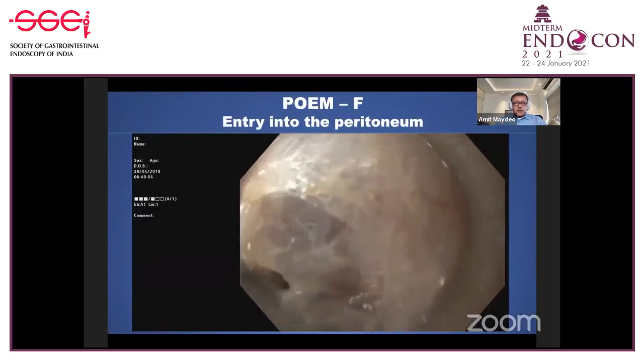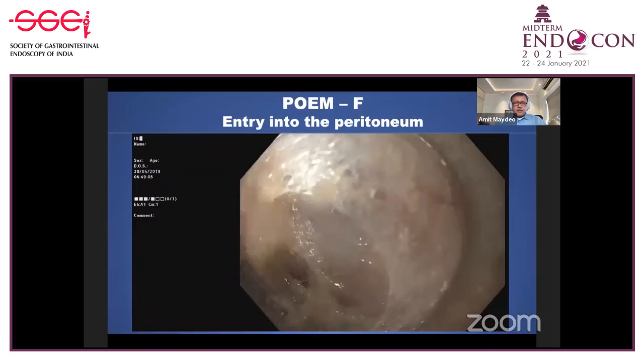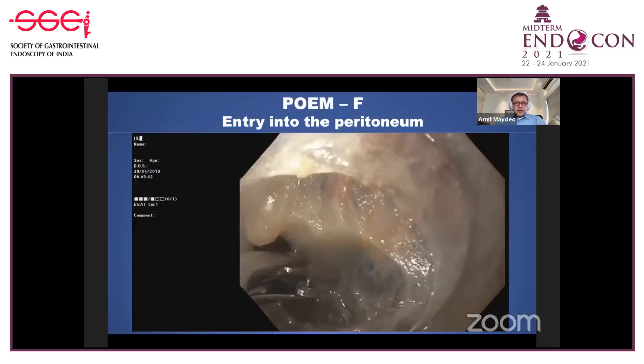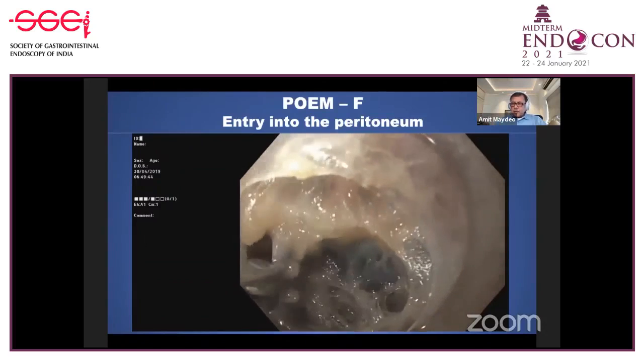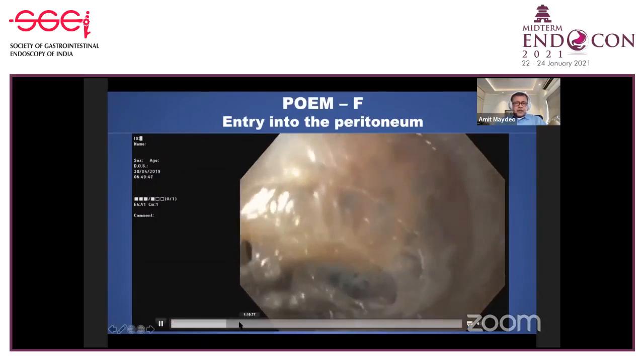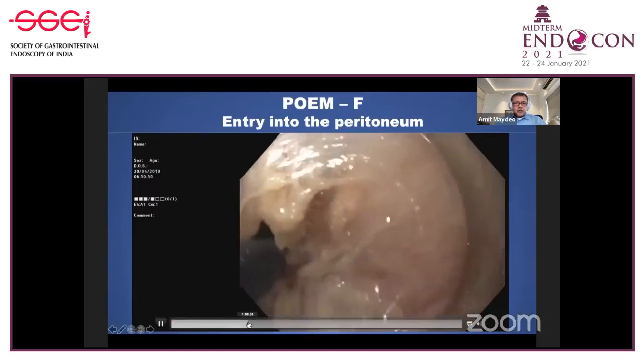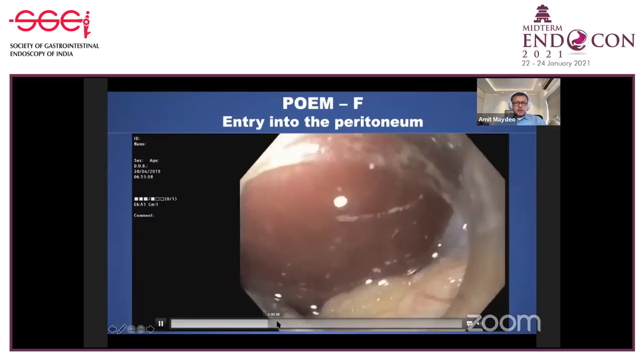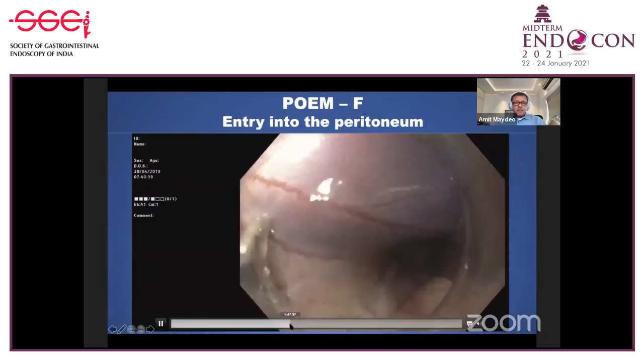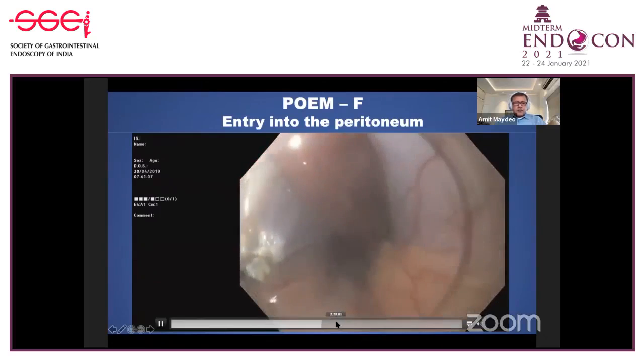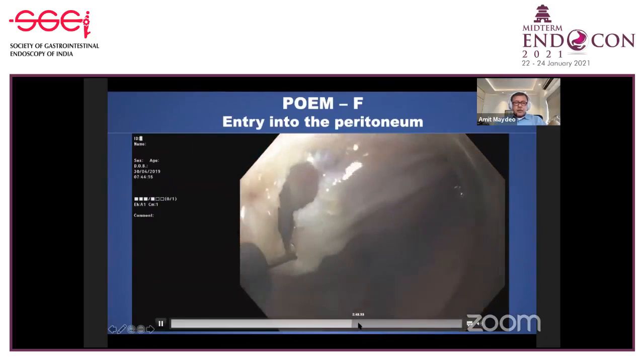The visceral peritoneum is usually transparent. You can see beyond it the liver which is moving, and thereby you can see you are cutting the visceral peritoneum now. And then we can enlarge the cut in the visceral peritoneum by using an insulated tip knife so that you don't damage any structure outside. Then we cut further so as to enter properly inside the peritoneum.